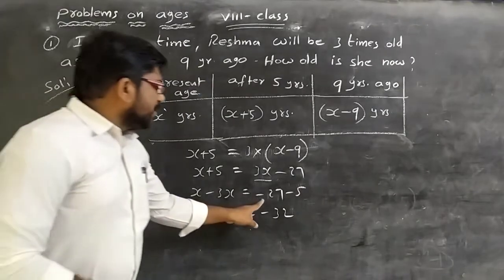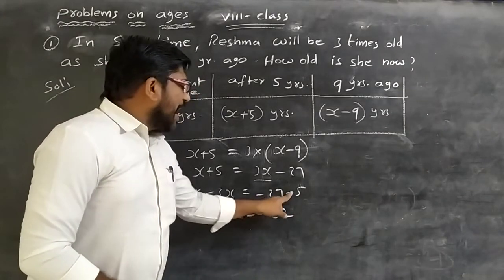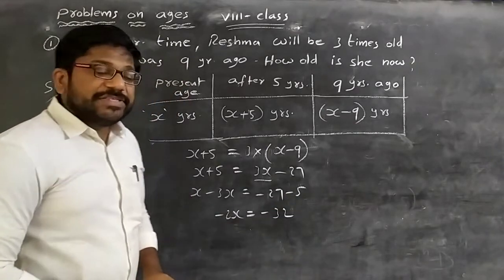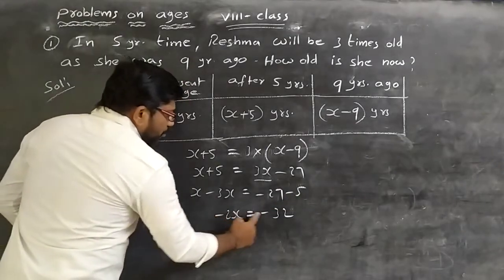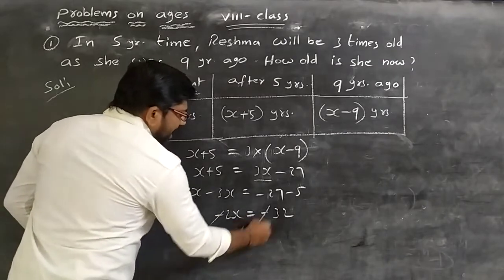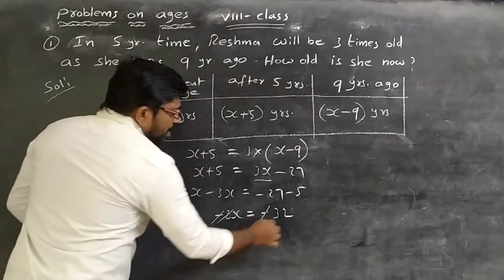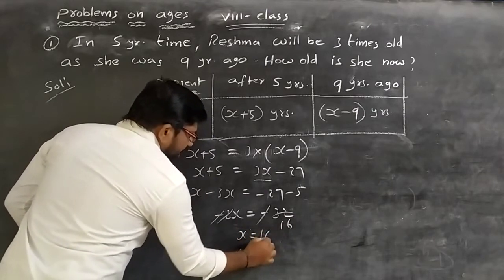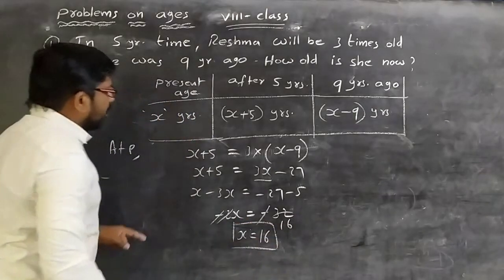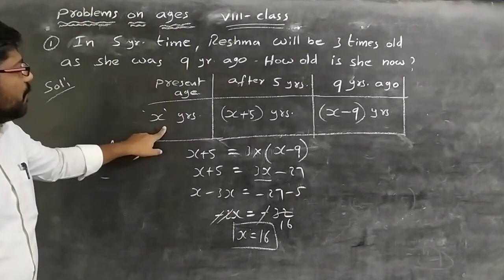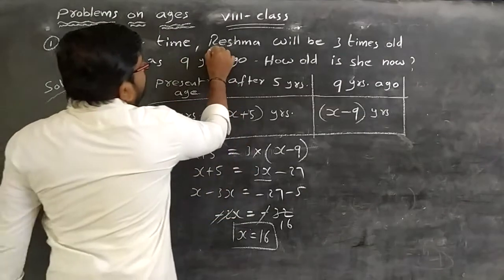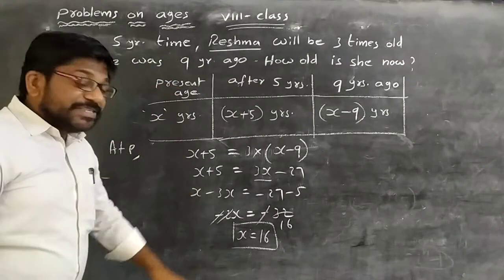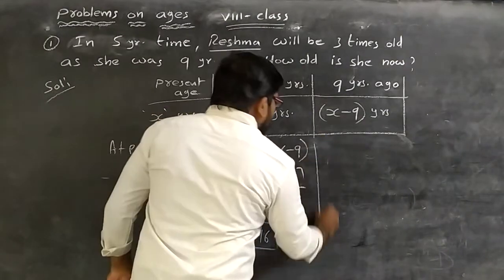If the same signs are there, we have to add and keep that sign. So minus 27 minus 5 is minus 32. On both sides the minus signs get cancelled, and 2 sixteens are 32. So x equals 16. Here x represents the present age of Reshma, so the present age of Reshma is 16 years.